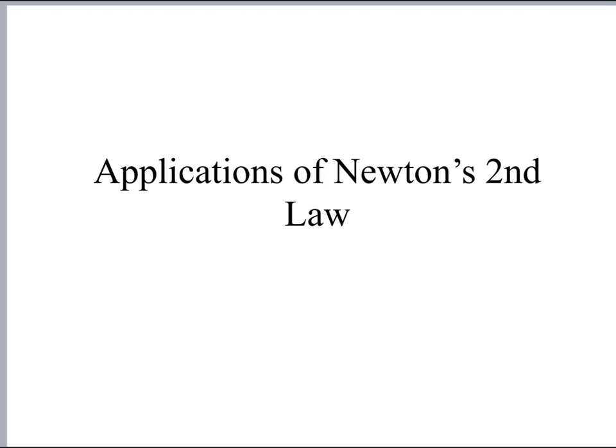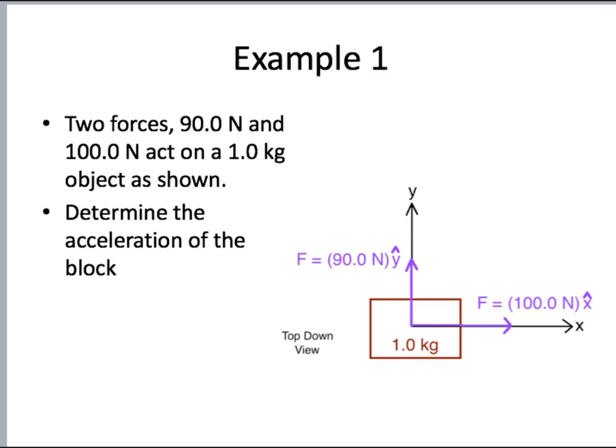Okay, we're going to continue looking at applications of Newton's second law. Here we have an example. Two forces, 90 newtons and 100 newtons, act on a 1 kilogram object as shown. So we have the 90 Newton force going along the y direction and the 100 Newton force going along the x direction. And the problem is to determine the acceleration of the block.